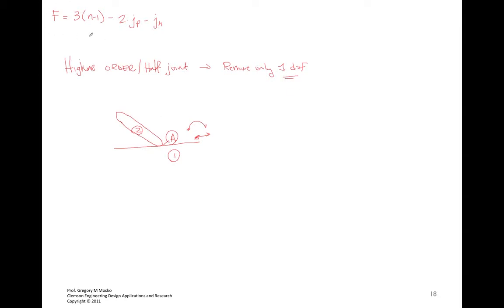So when we look at this expression here, we'll come down to this system. We have F equals 3 times, we've got 2 links here, 2 minus 1, minus, we've got no primary joints, and we've got 1 half joint, because it allows that. So we end up with 3 minus 0 minus 1, or a degree of freedom of 2. And this makes sense, right? This link can slide back and forth, and this link can rotate. Think about that.